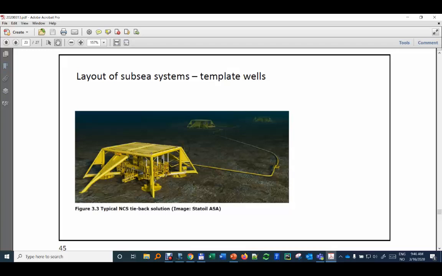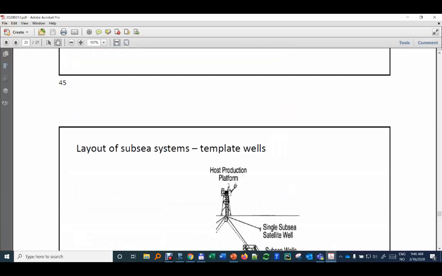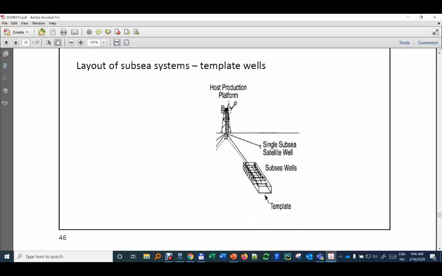And in this case, this is a 4-well template, which is very much in use in the Norwegian continental shelf. And you can have also templates that have more than 4 slots. You have 12 or 8 depending on the preference. You have some, I think in Troll they have more slots.